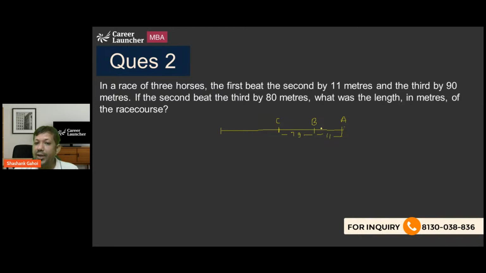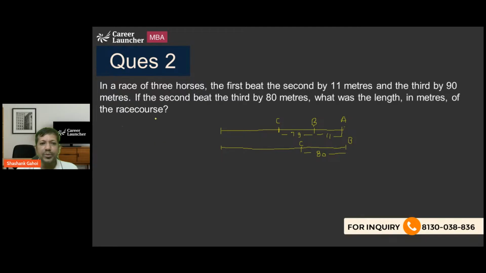So the distance between A and B is 11. The distance between B and C is 79. At this point of time, B is 79 meters ahead of C. So this is what we have. Now, if the second beat the third by 80 meters, it means B beats C by 80 meters. So when B reaches here, C is somewhere here, 80 meters behind. And the question is asking what is the length of the race course. So there is one thing that I can say.